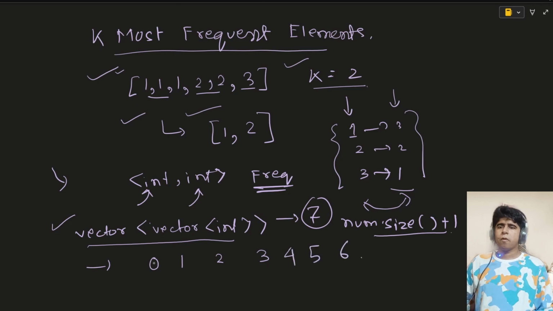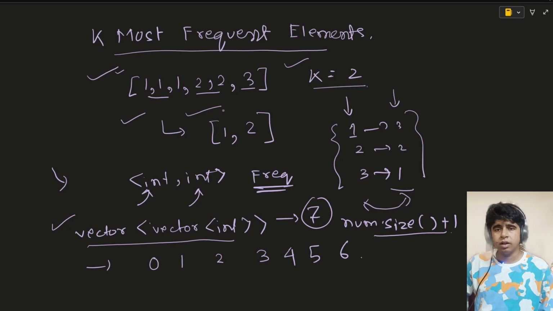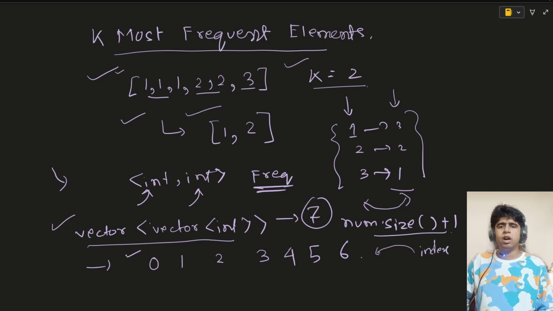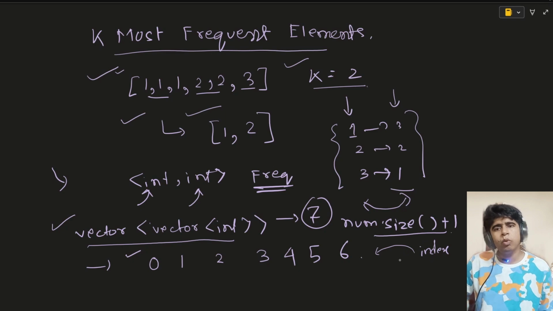We are taking all possible values. All frequencies, we are putting in the index positions. These are the indices. We need somehow to return the k most frequent elements. So we are putting all the frequencies and representing them as indices, such that we can traverse from 6. There is no frequency of 6, but we can traverse from 6 as well, and then 5 and then 4.